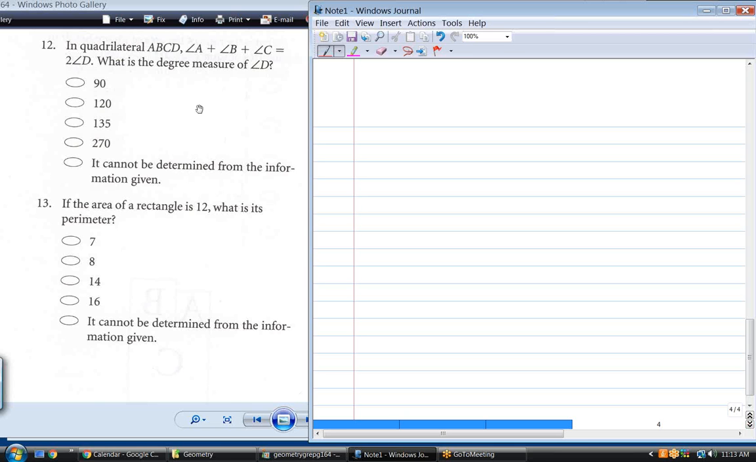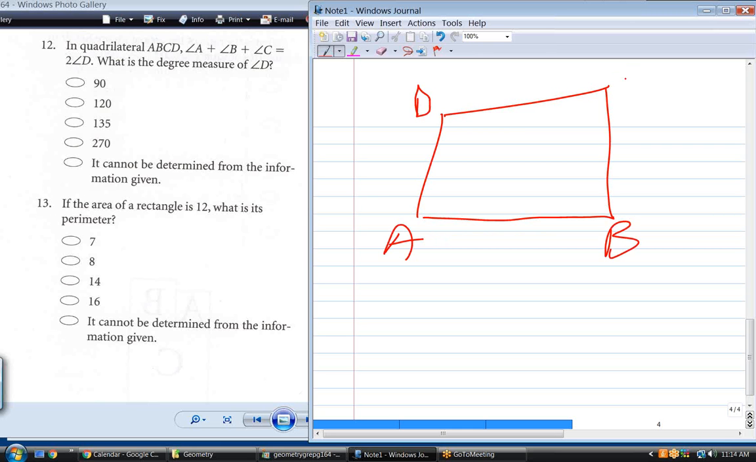Okay, we have a quadrilateral. Let's draw a quadrilateral, and let's make sure we do not draw it as a parallelogram or a square or a rectangle, because if they wanted it to be that, they would have said that. So we don't want to draw it as a rectangle. It might give us bad information. Call that D, that A, that B, and that C.